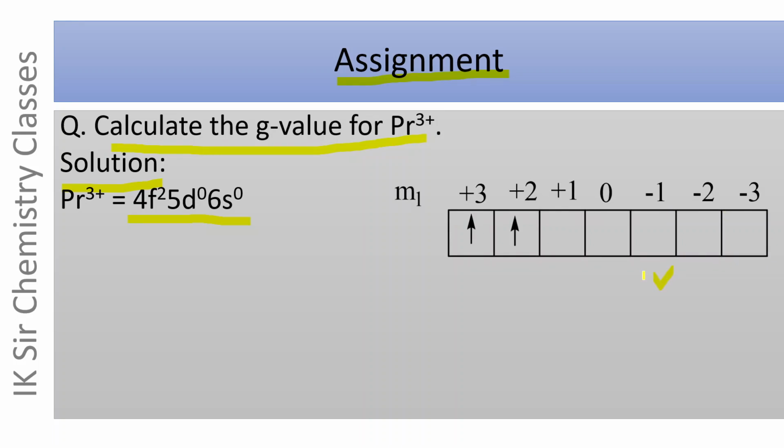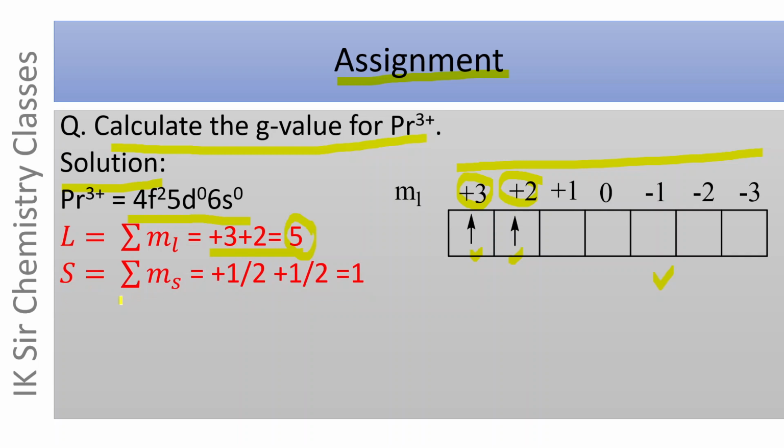This is f subshell in which 2 electrons are present, and these are the ml values of these orbitals. L is equal to summation of ml values. The first electron has ml value equals to plus 3 and the second electron has ml value equals to plus 2, and accordingly capital L will be summation of ml values, that is plus 3 plus 2, and the net result is 5. Capital L is equal to 5. S is equal to summation of ms values, summation of magnetic spin quantum number. This electron has ms value plus half. This electron also has ms value plus half, and their summation will be equal to 1.